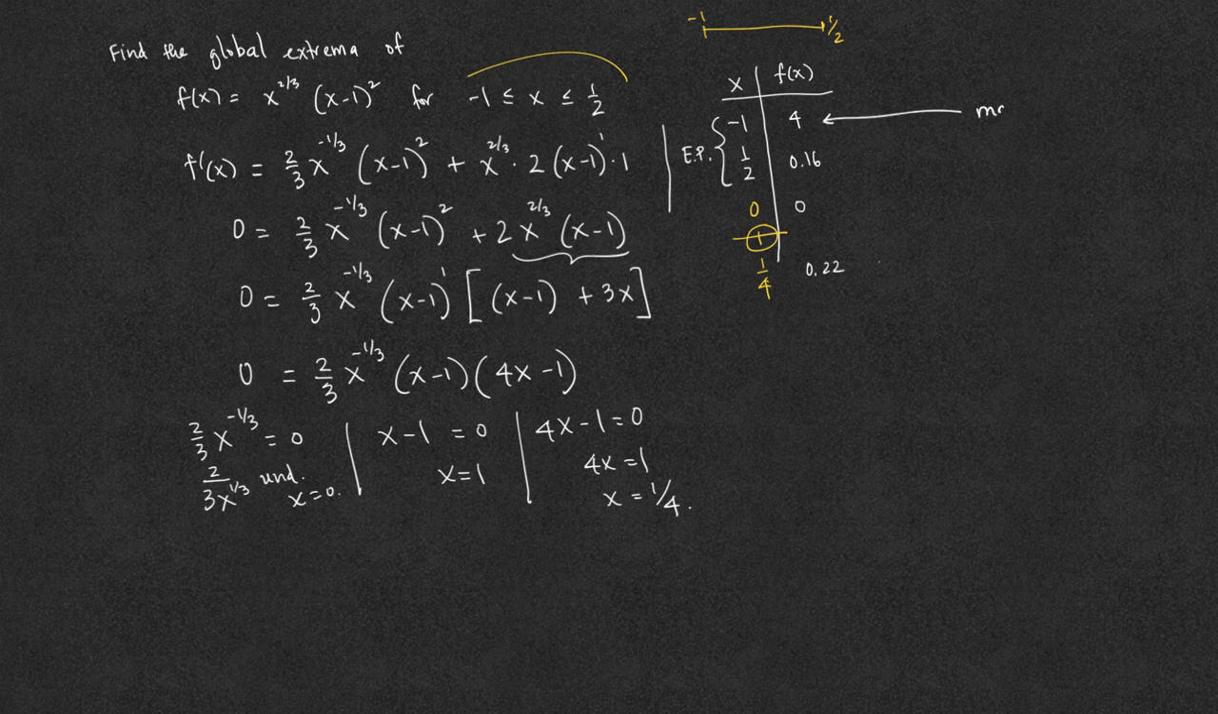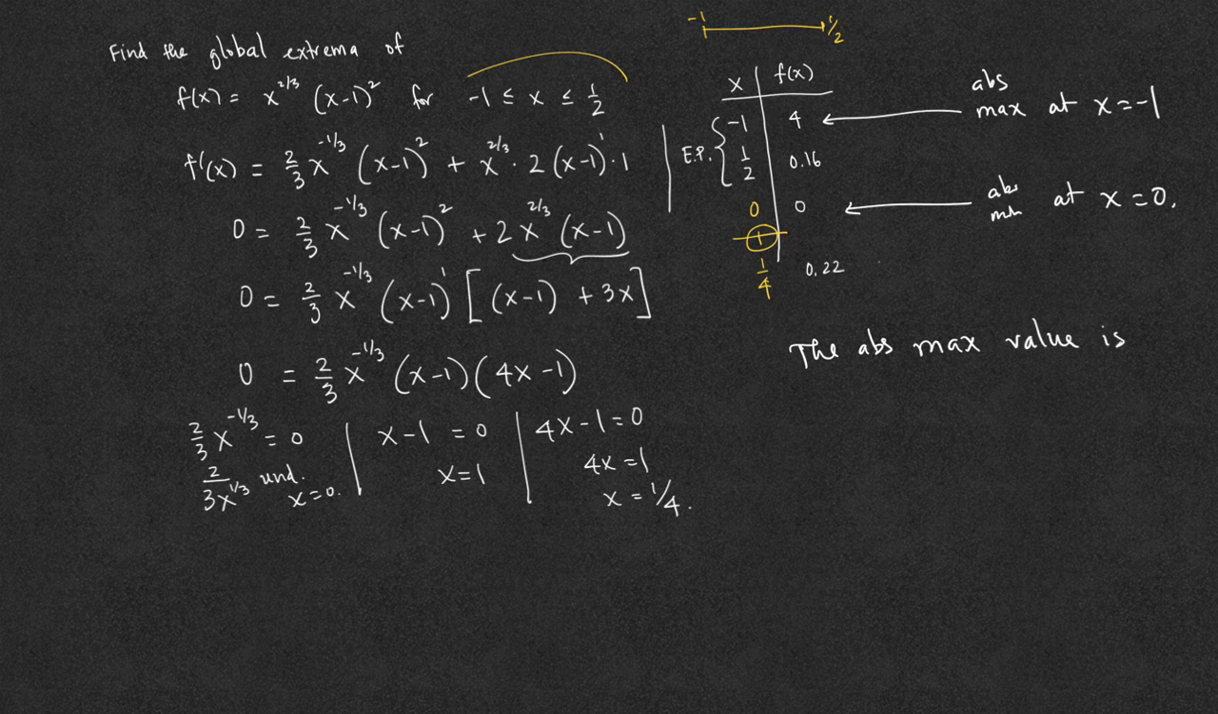And so we end up with a maximum at x equals -1, which is the absolute maximum. The smallest value is y equals 0. The absolute minimum is at x equals 0. Now, the absolute maximum value has to be the y value or the functional value. It is 4. The absolute minimum value is 0. This is y equals 0 and y equals 4.